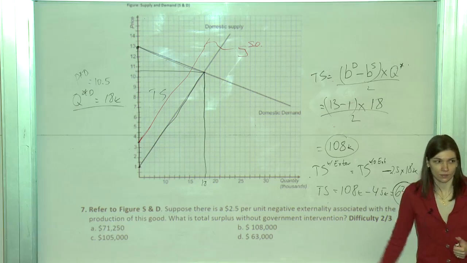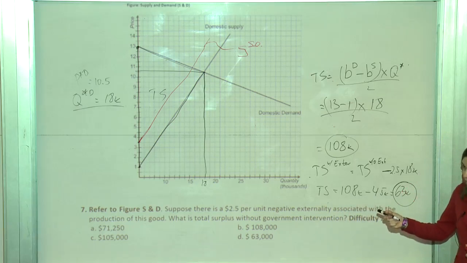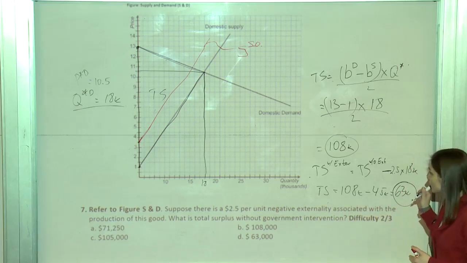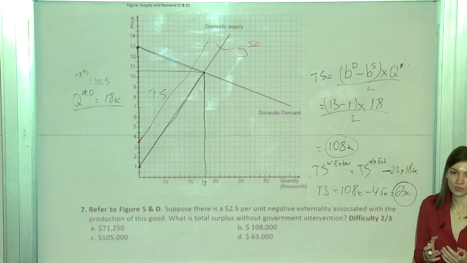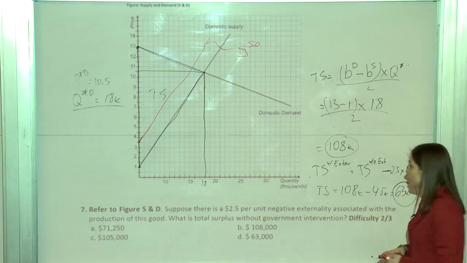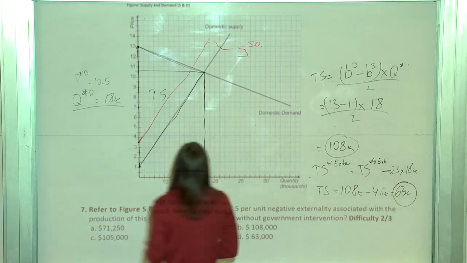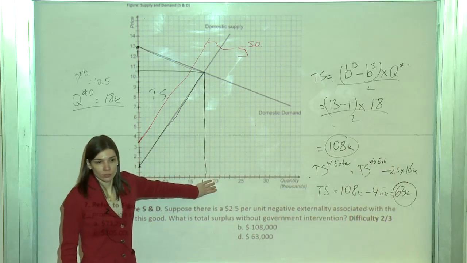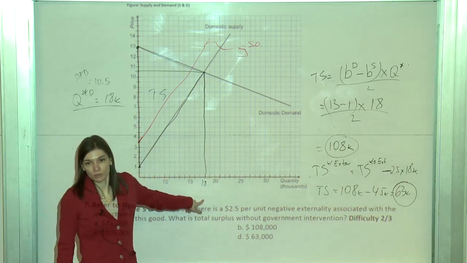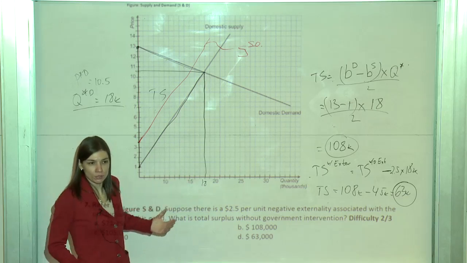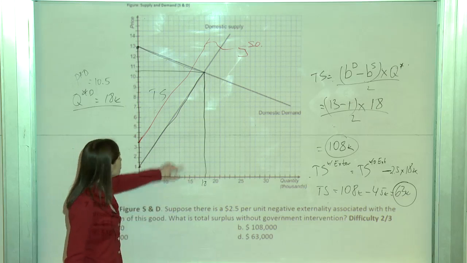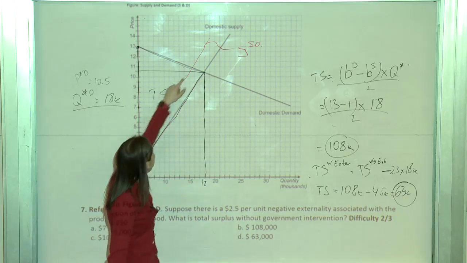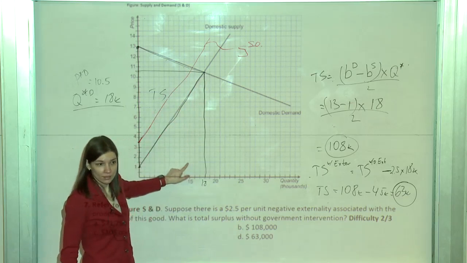Right? And that will be answer D. So when the government doesn't intervene and allows the market to produce in this way, we actually overproduce the good, right? In equilibrium here, we produced 18,000 units. But the true, socially optimal equilibrium quantity would be lower than that, where the intersection is here, right?